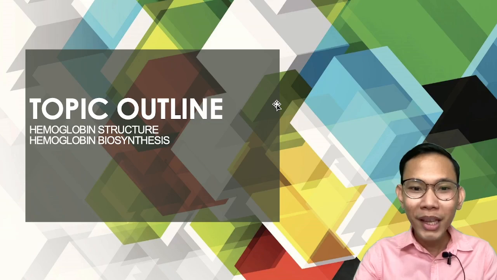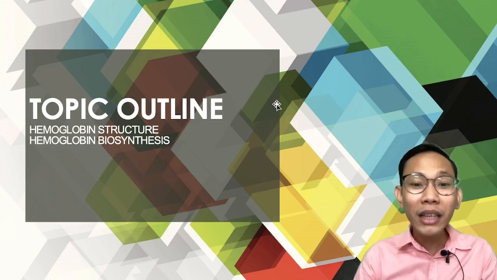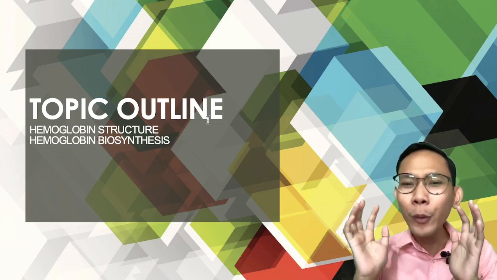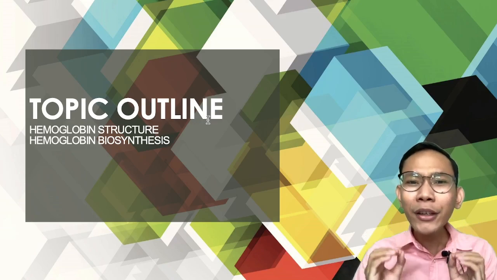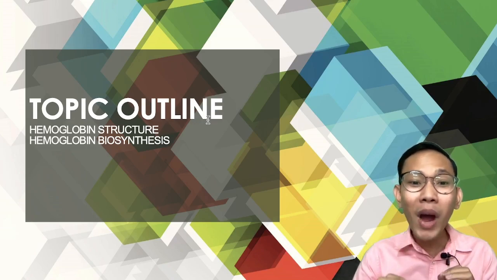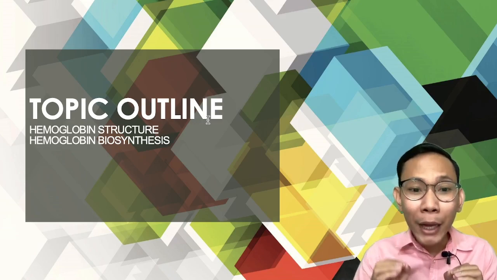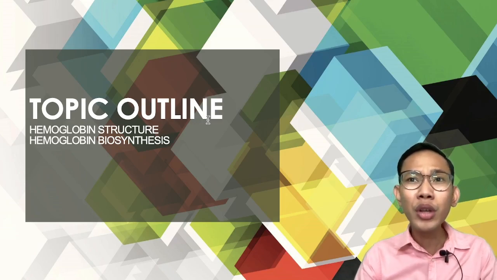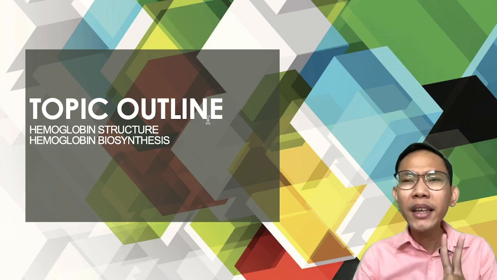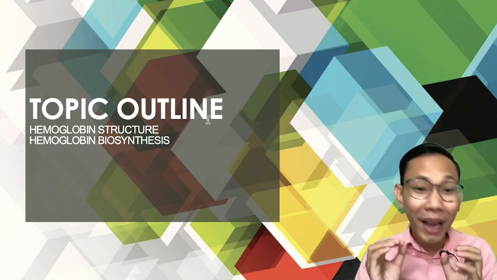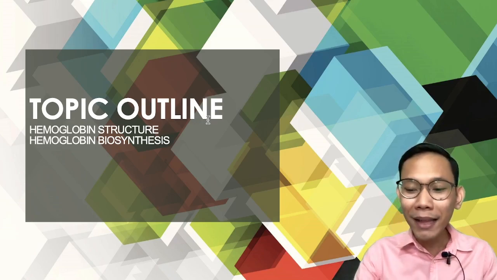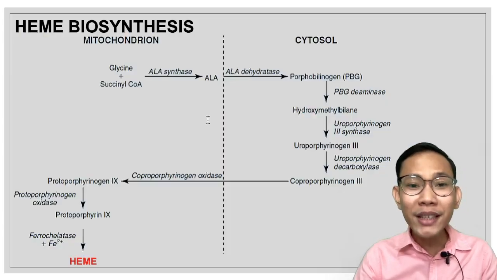Very good. Now, our topic outline is all about hemoglobin biosynthesis. Tapos na tayo sa structure, alam na natin kung anong mukha ng ating hemoglobin. Ngayon, ang tanong, paano ba ginagawa ang ating hemoglobin? Paano na-produce ang ating hemoglobin? Di ba, Doc, dalawang structure siya, merong heme and merong globin. Is it made separately? Of course, iba-iba paggawa ng ating heme and paggawa ng ating globin. Malalaman natin ngayon. So first, let's talk about your heme biosynthesis.